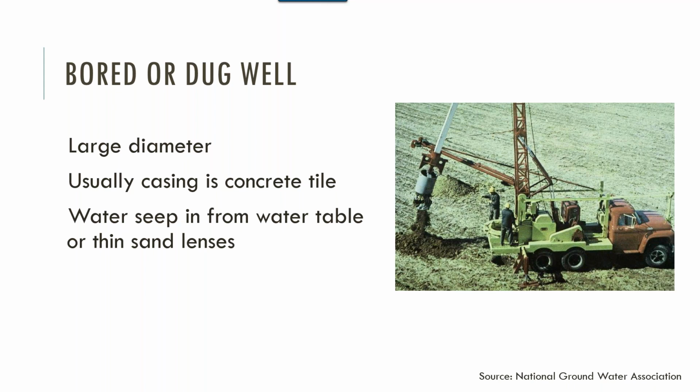Then they'll put concrete tile vertically in that, and about every 4 feet they'll set another section of tile as a typical construction, and the water can seep in where those joints are. It's not cemented, and there's usually maybe a thin sand lens that's maybe a few inches thick, or not, and that's the reason you have a well that's such a large diameter, so that it can store water.